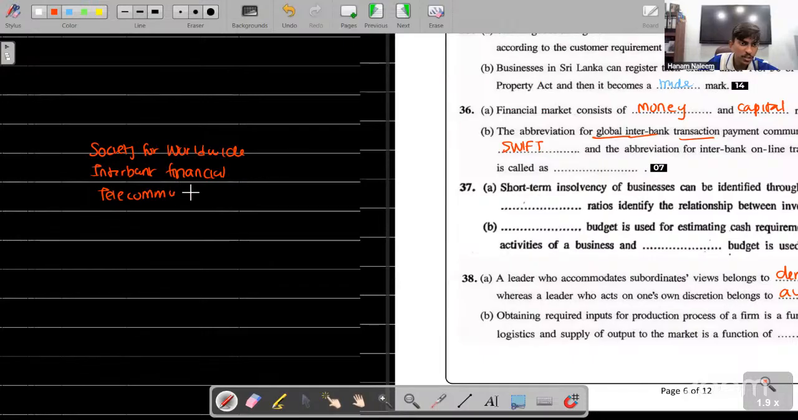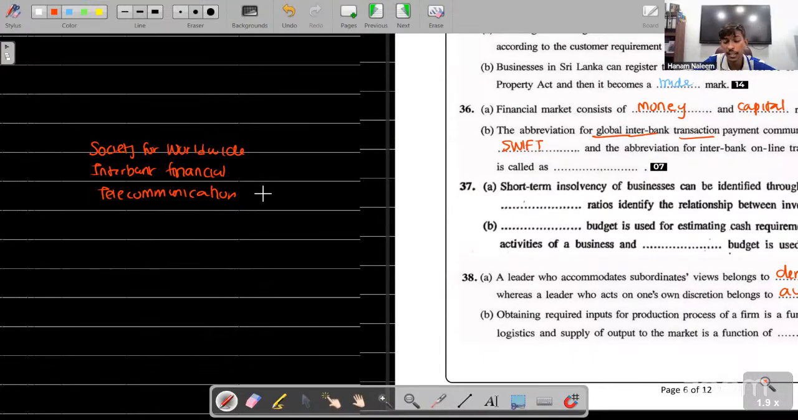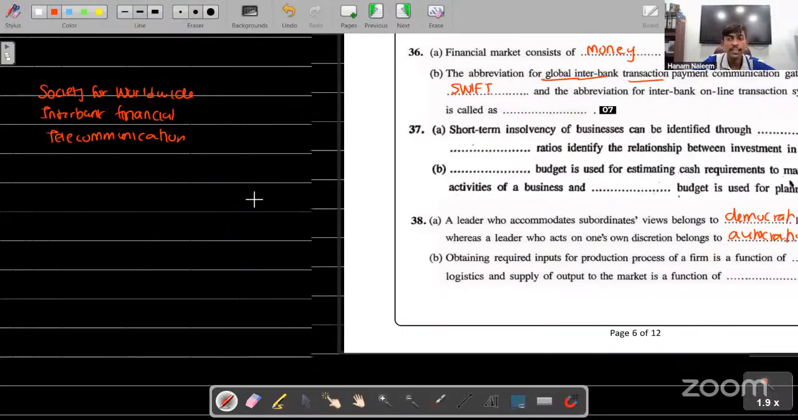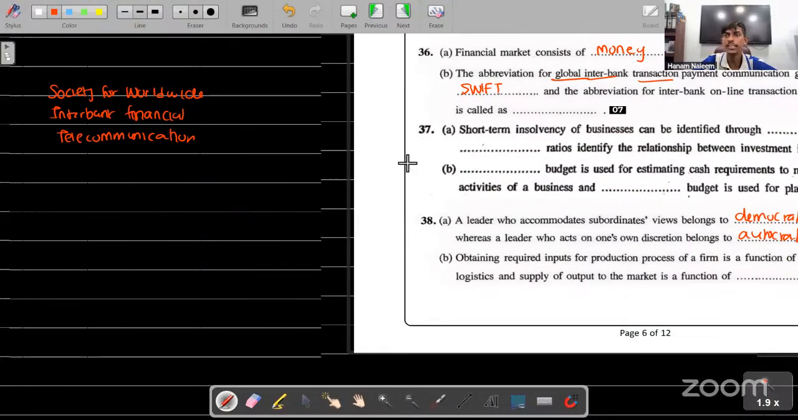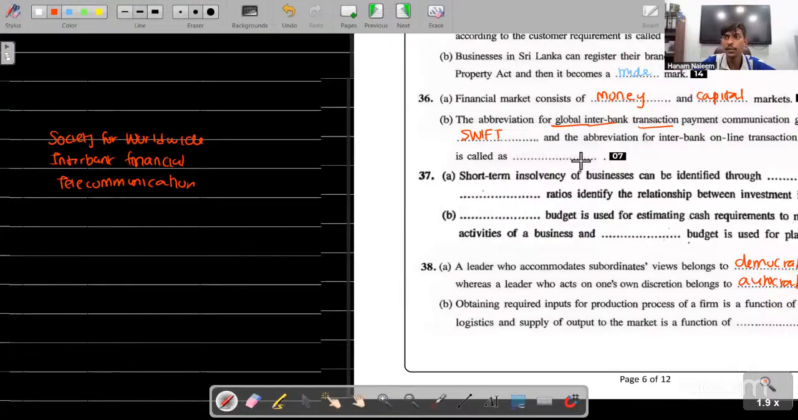No, dear, because usually there are many categories. You have primary market, secondary market, you have over the counter market. There are many categories, but in your syllabus, you study money and capital mostly.